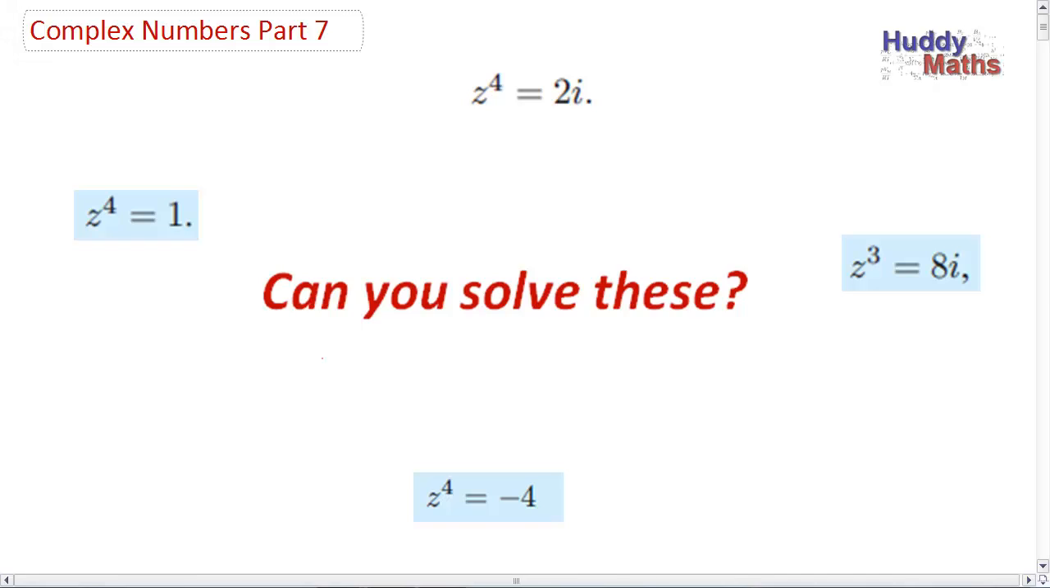Welcome to Complex Numbers Part 7, and this is the last one in the series here for this course on complex numbers. We will be seeing them popping up in a different area of the course later on. Have a look around the screen. I've got a question for you.